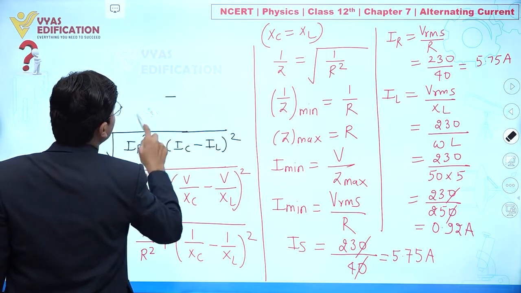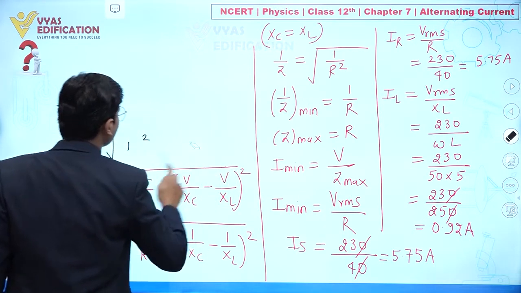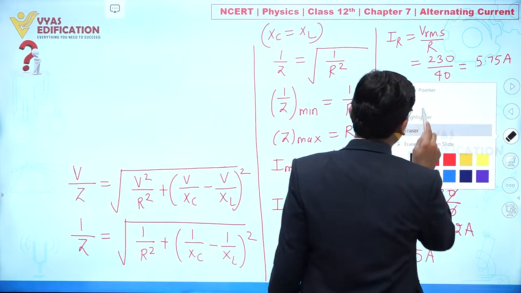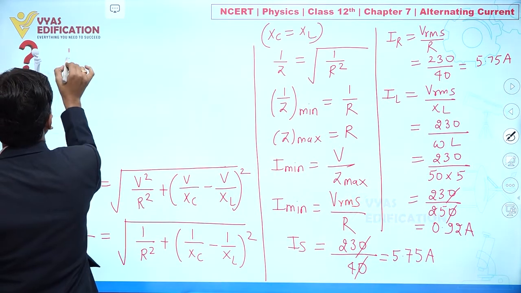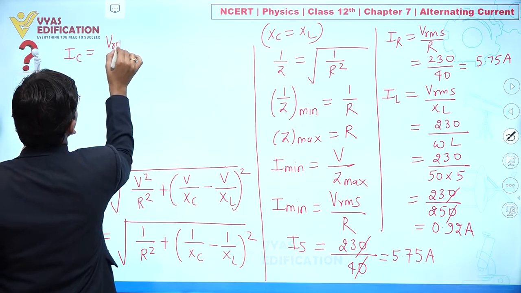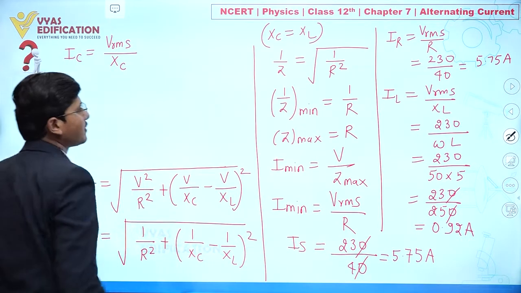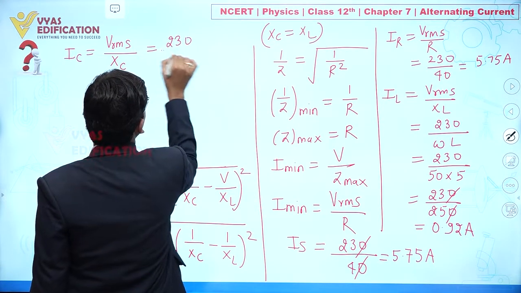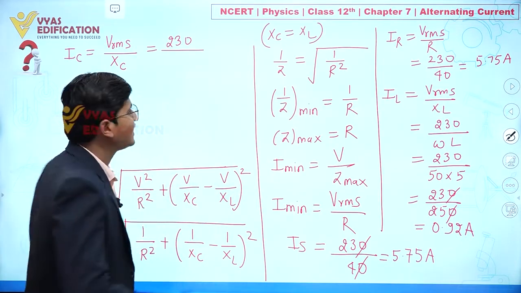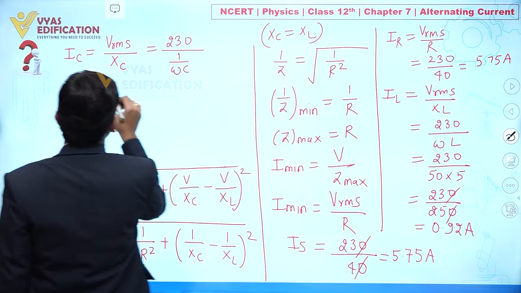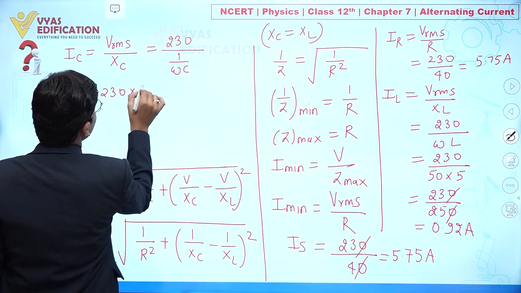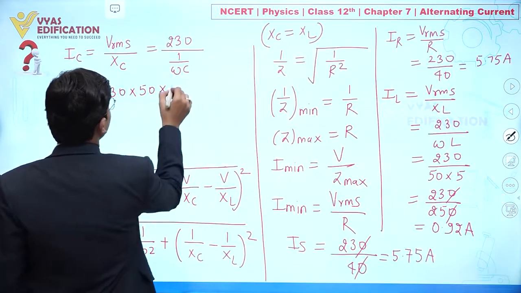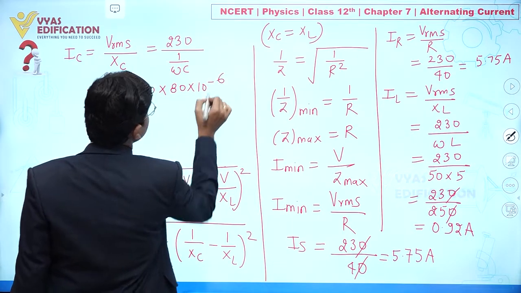Now we are going to discuss how can we find value of current that is flowing in a capacitor, clear. Now we can say value of IC is given by VRMS divided by XC, clear. So value of VRMS is equal to 230 divided by, now what is value of XC? XC is given by 1 upon omega C, clear. So now we can say this is 230 into omega value we have 50, and what about C? C value is given to you 80 microfarad, so 80 into 10 to the power minus 6, clear.